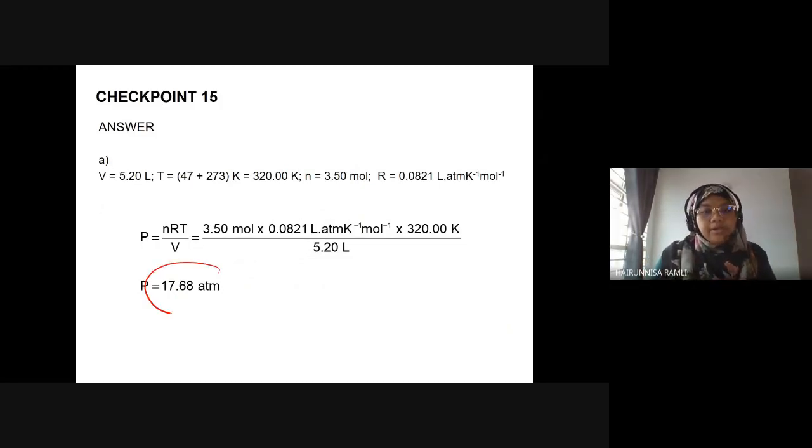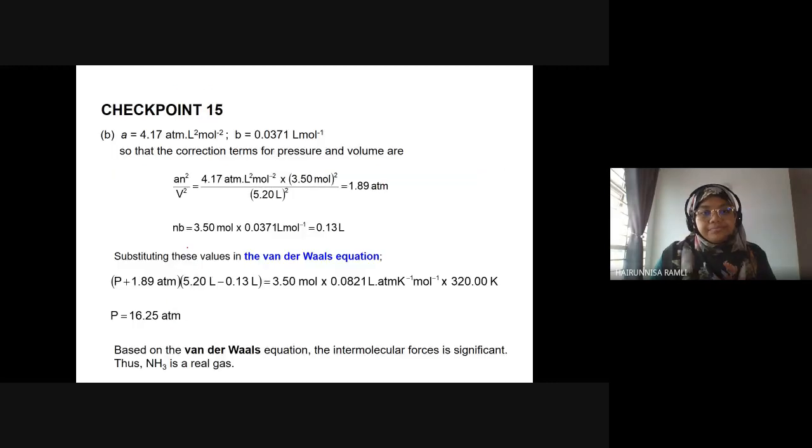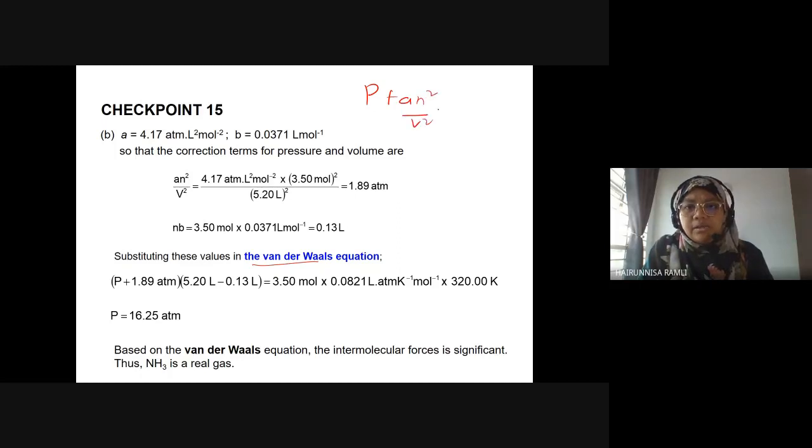Okay, by using PV equals nRT, it is straightforward, right? Okay. Let's say you calculated and got 17.68. Okay. By using van der Waals, because it is a bit longer, right? So the formula earlier was P plus a n squared over V squared, multiplied by V minus nB, is equal to nRT.